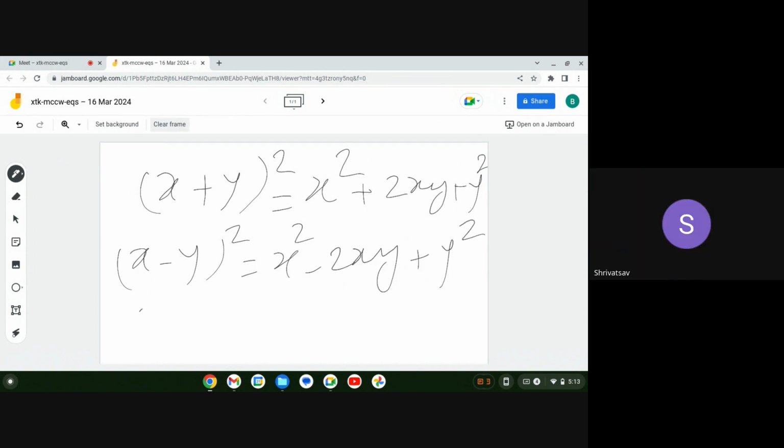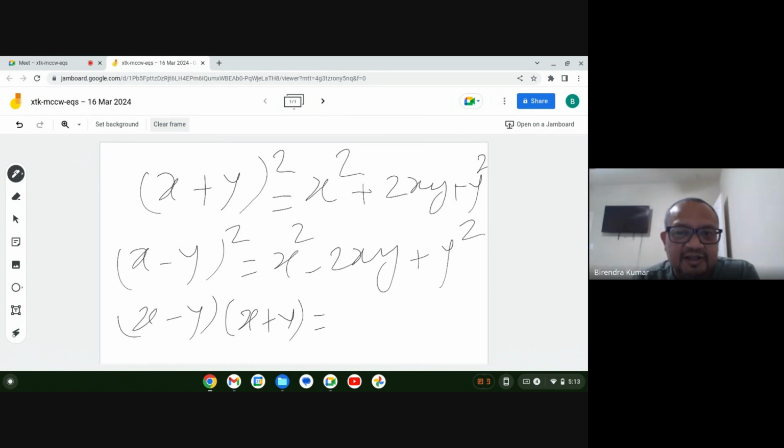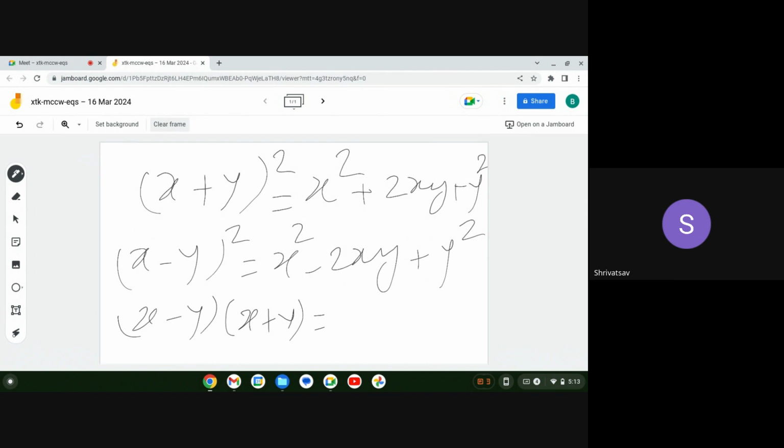A linear equation. I think this is distribute. These are called identities actually.